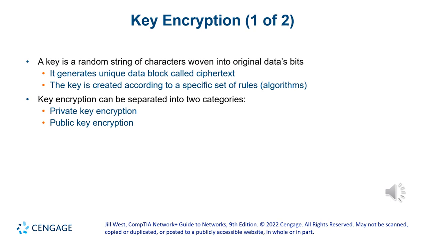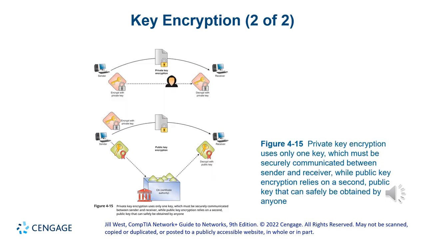So to encrypt the data, you need a key. A key is just a random set of characters, right? That is mixed up with your data or used to encrypt your data and to create that ciphertext. And they have to obey, of course, some specific rules. It's a protocol. There are some rules, so your receiver is able to decrypt your data.